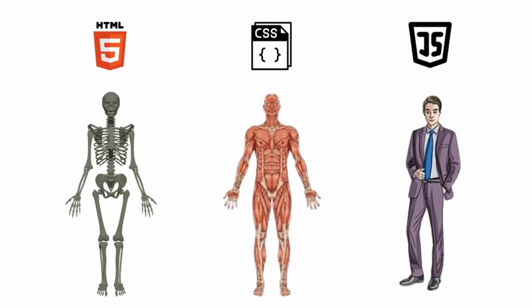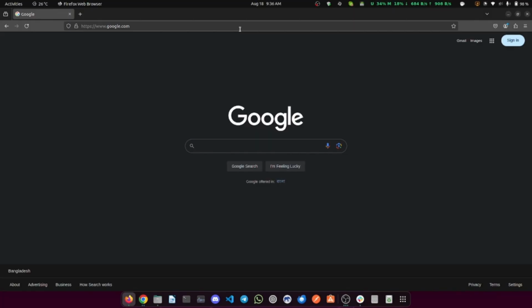Think of it as the skeleton that gives structure to a website. When you write HTML, you are creating a set of instructions that your browser uses to display content. Here you can see the example. When you type a web address into your browser, it requests an HTML file from a server. This file contains all the instructions your browser needs to build the page.